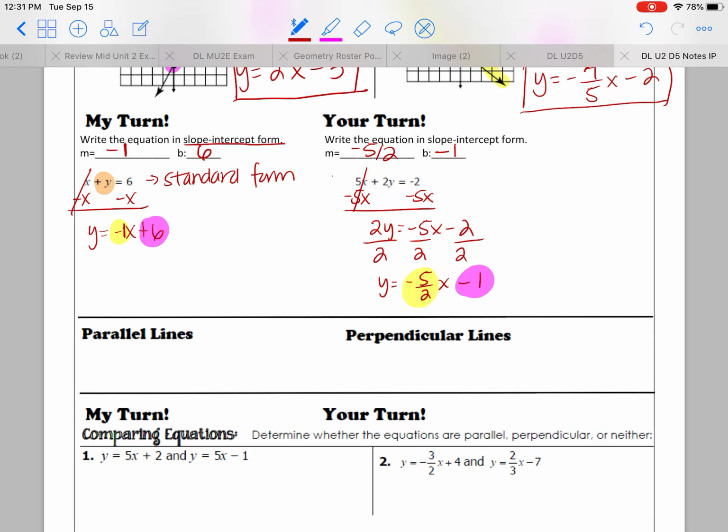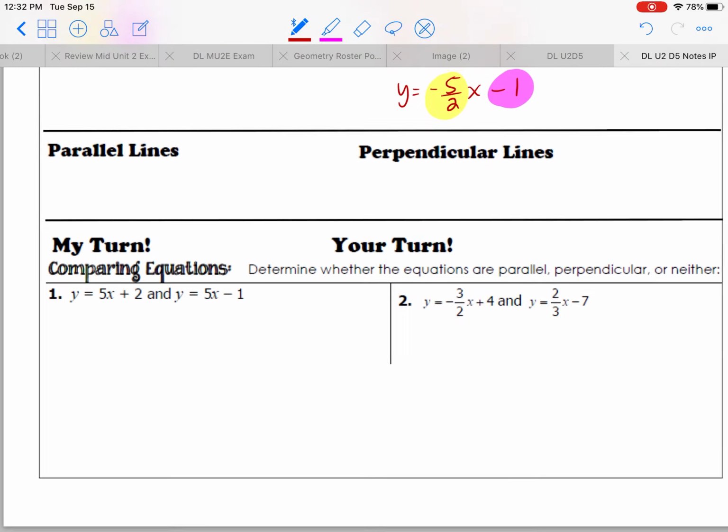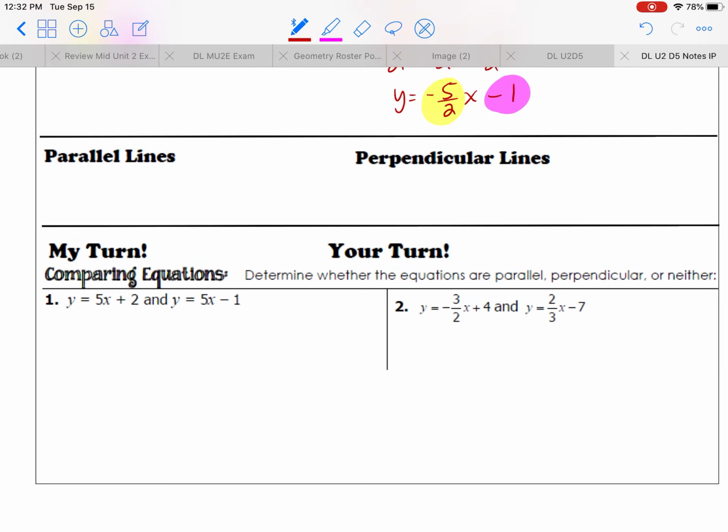Okay. Now, why are we doing this? Why are we changing equations of lines from form to form? The reason is because when we have it in standard form, it's not easy for us to determine the slope of the line. So we need to change it from standard to slope-intercept form so that we're able to identify the slope and the y-intercept. That is because the objective for today is to be able to find the slope of parallel and perpendicular lines, regardless of the form that you're given.